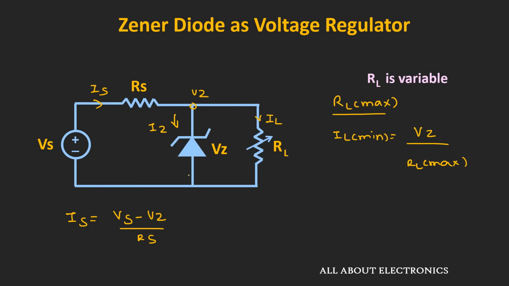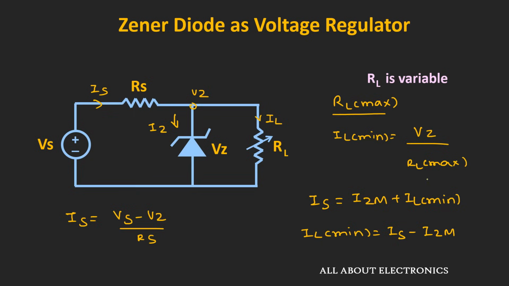So whenever the maximum current is flowing through the Zener diode, at that time the current flowing through the load RL is minimum. Mathematically we can write it as Is equals Izm plus IL minimum. That means IL minimum is equal to Is minus Izm, and from this we can find the maximum value of the load resistor.